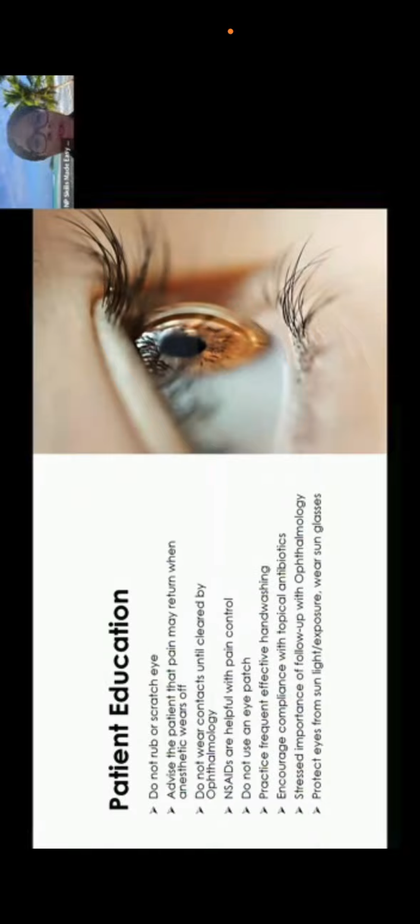Patient education. Do not rub or scratch the eye. Typically, what you see under that Woods lamp is a motion where you see that the patient has instantly started scratching or rubbing the eye after the foreign body got into the eye. Advise the patient that pain may return when the anesthetic wears off and they need glasses and UV protection. Do not wear contacts until cleared by ophthalmology.